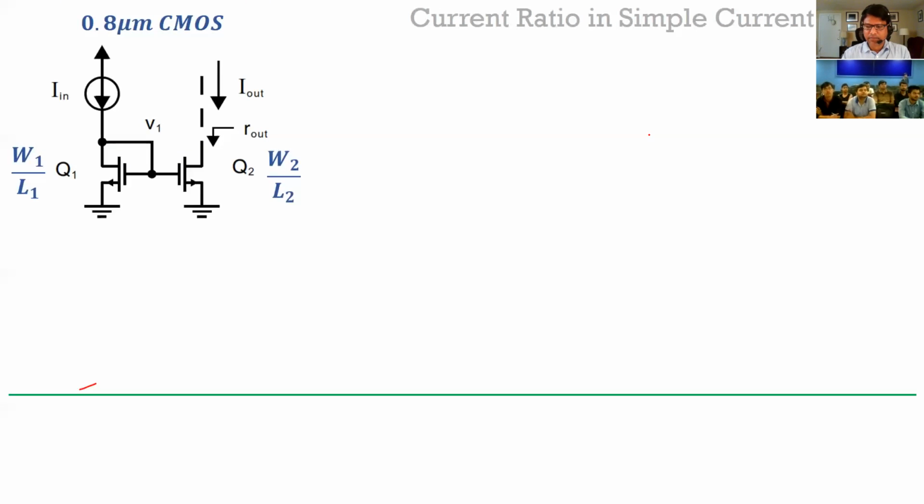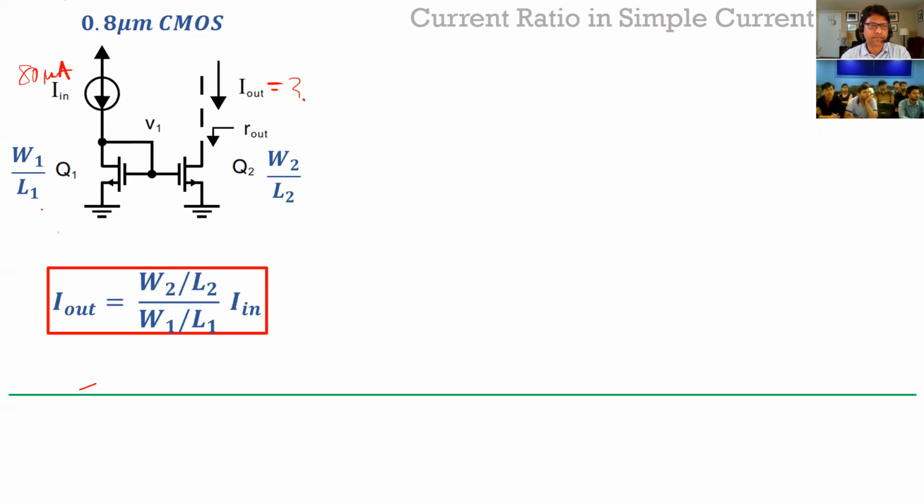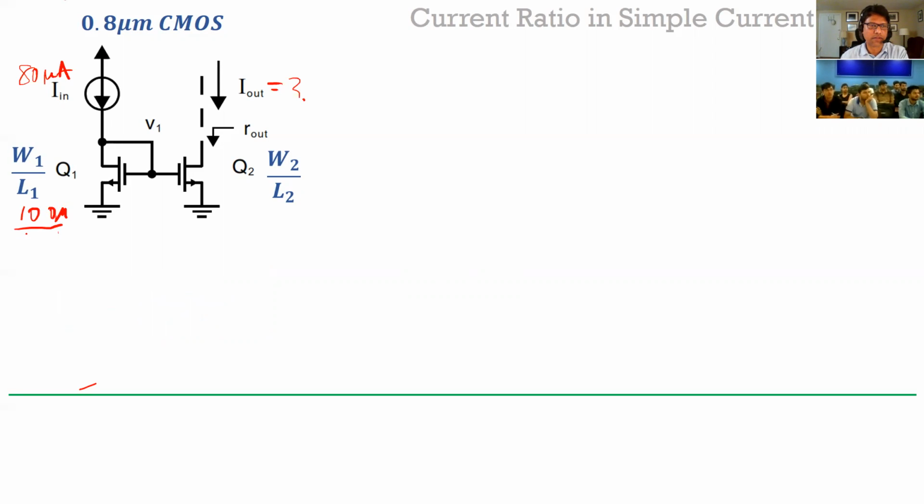So the first one is the simple current mirrors. I think the first part of the problem was just finding out the ratio of the currents, right? So you were given a certain input, I think it was 80 microamps here, and you were asked to find out what the output is. And I think W1, L1 was given to be 100 by 1.6, and this was 25 micron by 1.6, something like that.